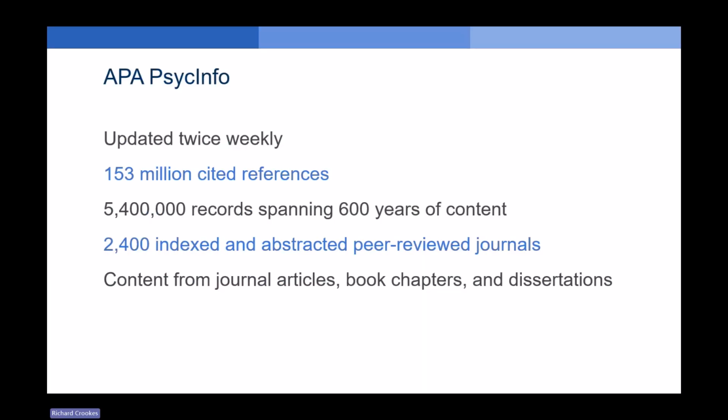It is updated twice weekly, so it has a lot of primary literature, which is added frequently. Millions of cited references included, millions of records spanning 600 years of content, if you need to go that far back. And of course, it does index 2,400 peer-reviewed journals as well. So the content you'll find here is essentially peer-reviewed, and content not just from journal articles, but also book chapters and dissertations as well.